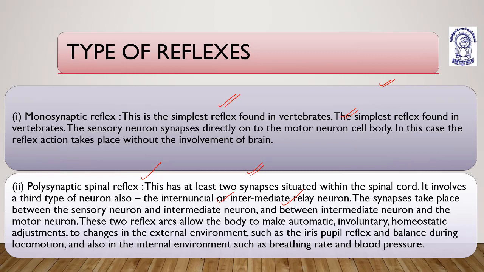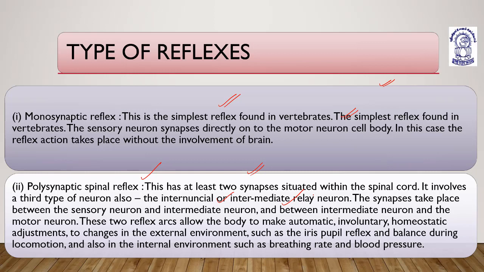The two reflex arcs allow the body to make automatic, involuntary, and homeostatic adjustments to changes in the external environment, such as the iris pupil reflex and balance during locomotion, and also in the internal environment such as breathing rate and blood pressure.